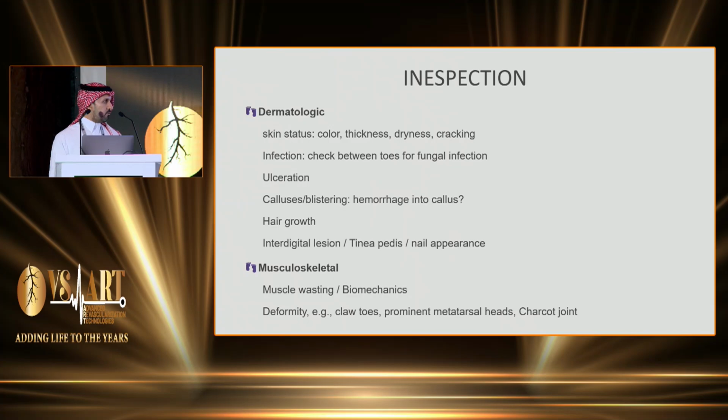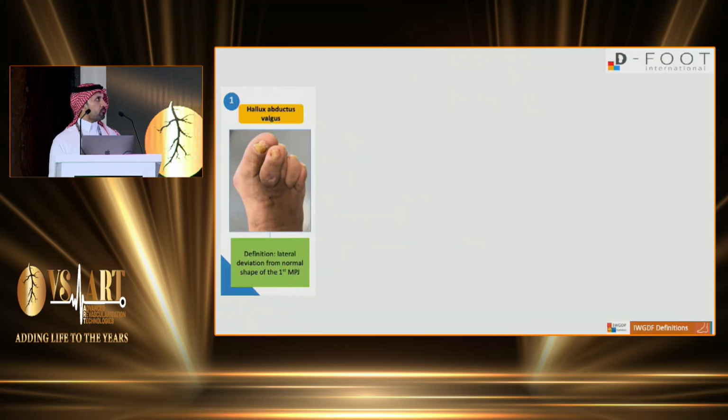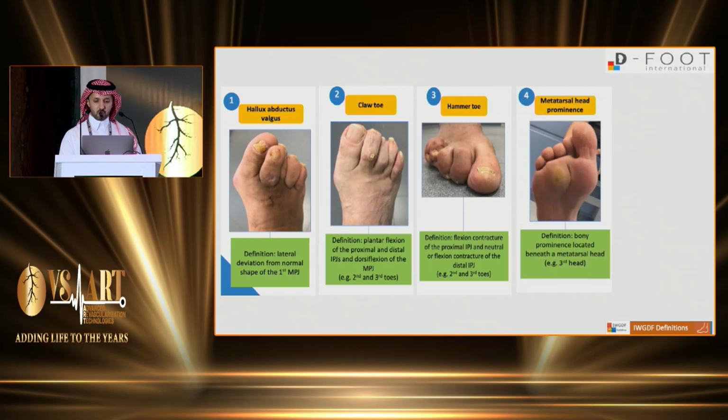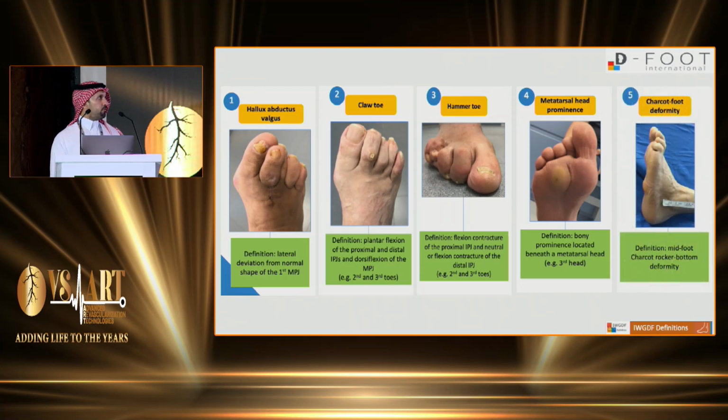And also we have to look at the musculoskeletal system, for muscle wasting and biomechanics of the foot. We also look for deformity, such as hallux abducto valgus, a lateral deviation from the normal shape of the first metatarsophalangeal joint, and also claw toes. We also look for hammer toes, and metatarsal head prominence, which leads to increased pressure underneath the metatarsal, and of course Charcot joint, because it has a rocker-bottom deformity in the plantar aspect of the foot.